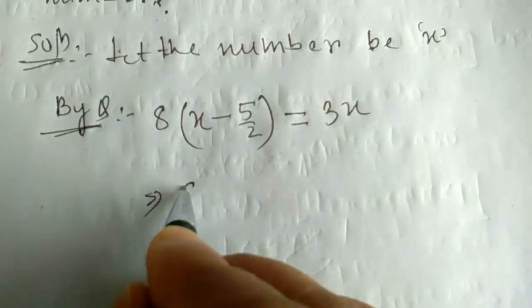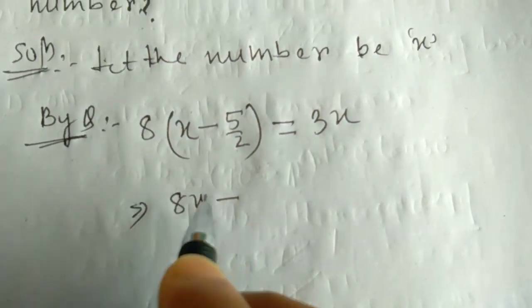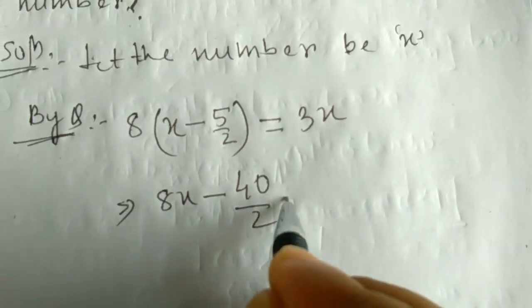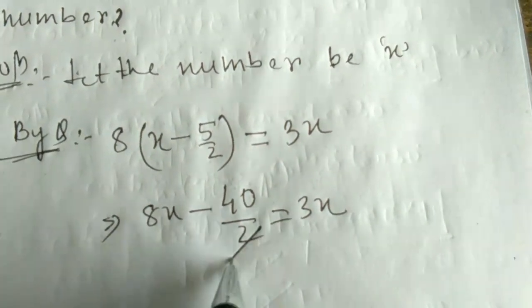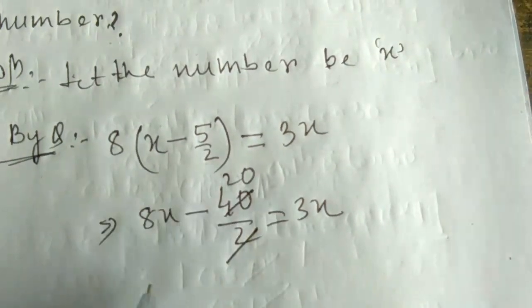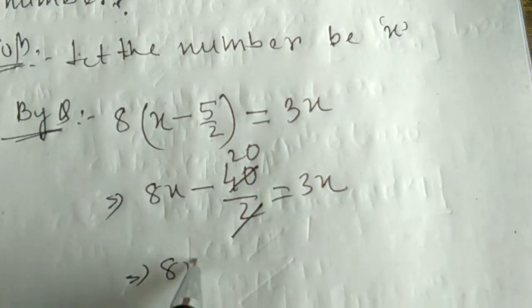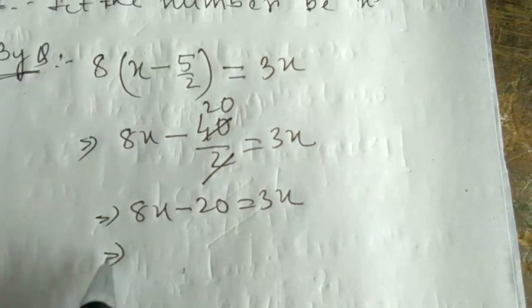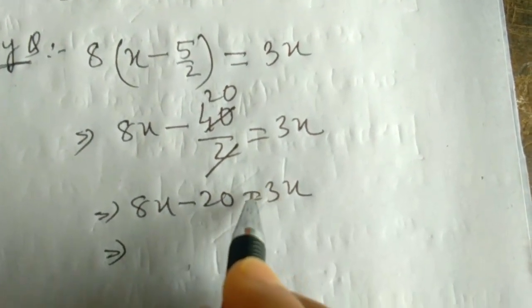8 into x, 8x, minus 8 times 5 is 40, by 2, equal to 3x. Cancel: 2 2s are 4, 20 times. 8x minus 20 equal to 3x. Now we have to solve, we have to find the value of x.